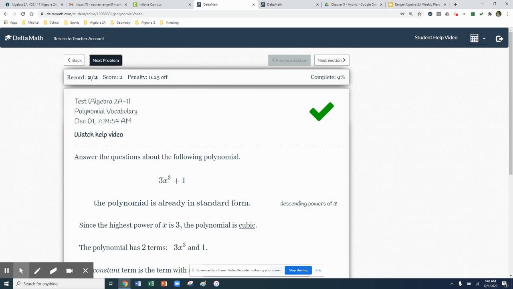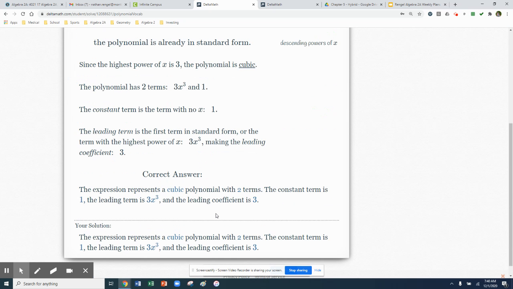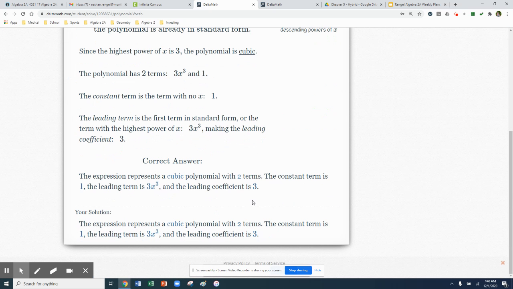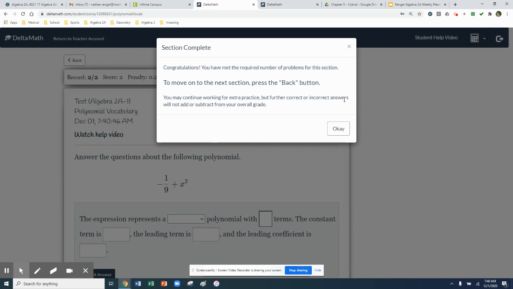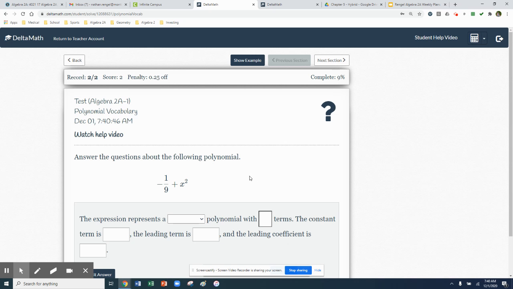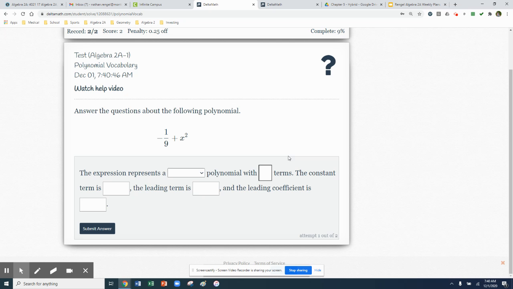The leading coefficient was 3. So it's the number in front of your variable with the highest degree. So we had x to the third. The coefficients are the numbers in front of your variable. So that 3 would be my leading coefficient. I already did my 2, but we can do one more and show this next one.